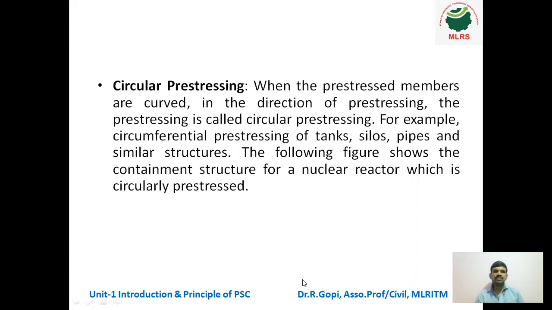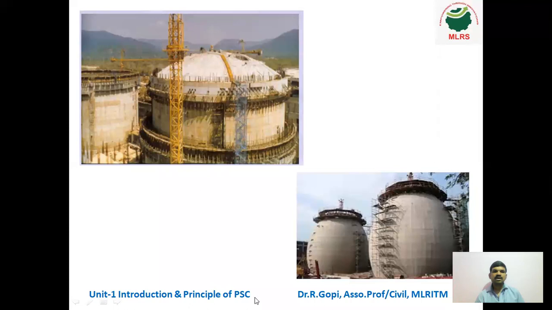Circular prestressing. When the prestressed members are curved in the direction of prestressing, the prestressing is called circular prestressing. For example, circumferential prestressing of water tanks, silos, pipes, chimneys, and other similar structures. The following figure shows the containment structure for a nuclear reactor, which is circularly prestressed. You can see here, this type of reactor is used in nuclear power plants. So it is constructed using the circular prestressing method.